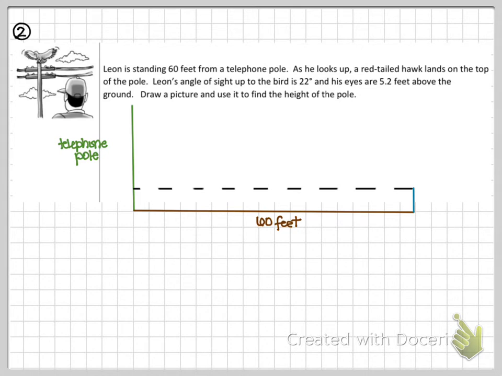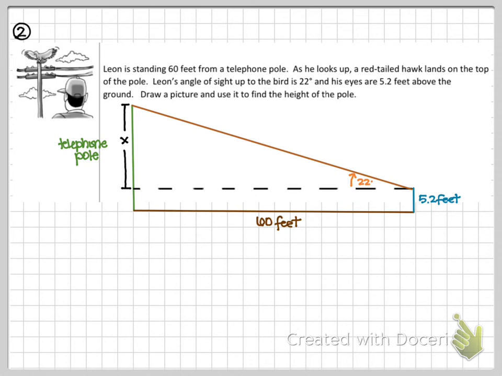So let's put some information in here. So I know that Leon's eyes are 5.2 feet above the ground. And then we have that angle of elevation. From his eyes to the top of the pole, I know that angle of elevation right there is going to be 22 degrees. All right, well, let's be careful here because the telephone pole includes the 5.2 feet. So I am going to call just this little portion that's for the triangle X, stopping right at the line of sight.